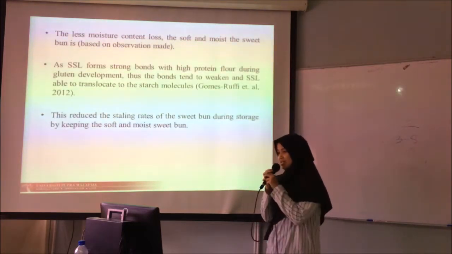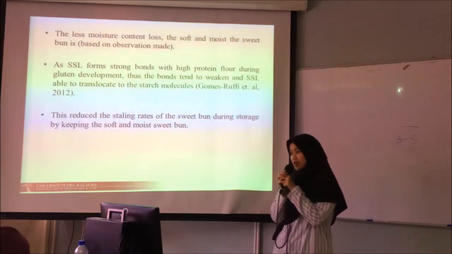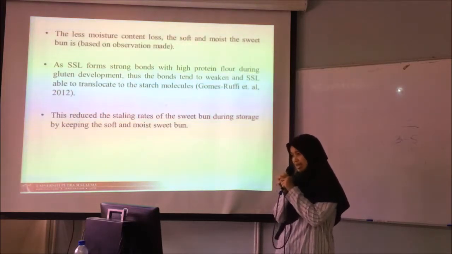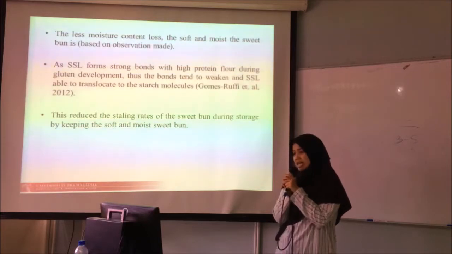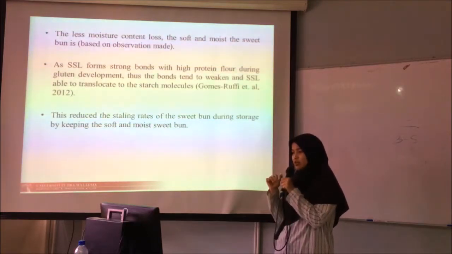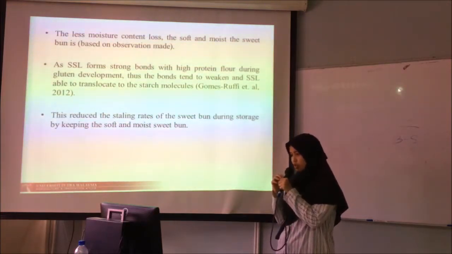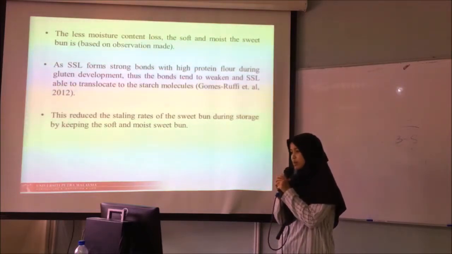Okay, the less moisture content loss, the softer and more moist the sweet bun is. As SSL forms strong bonds with high protein flour during gluten development, the bonds tend to weaken and the SSL is able to translocate to the starch molecule. So this produces the softness of the bun and reduces the staling rates of the sweet bun during storage.